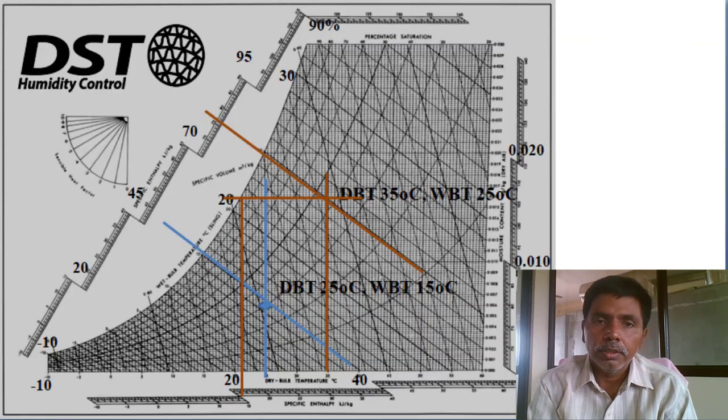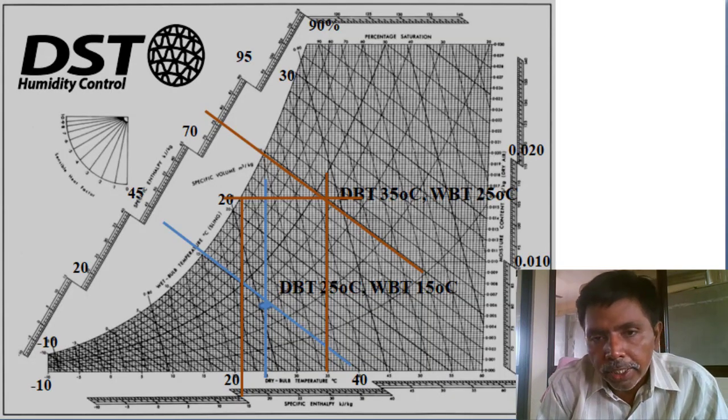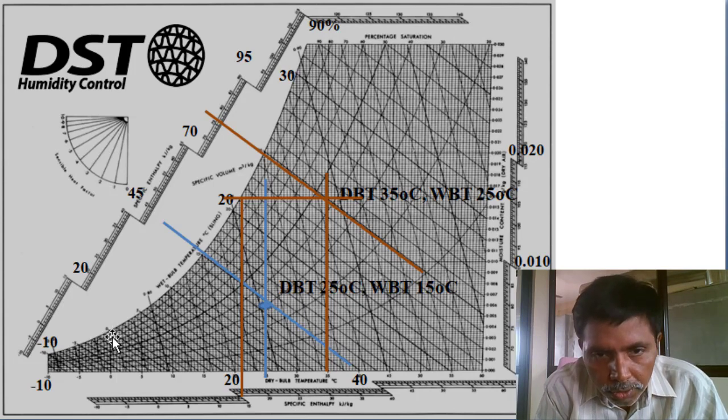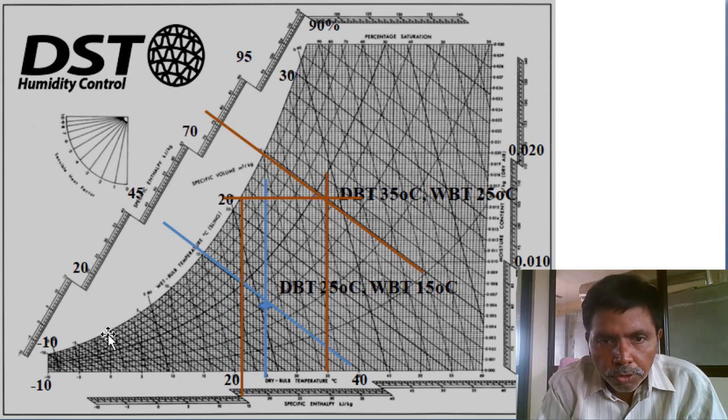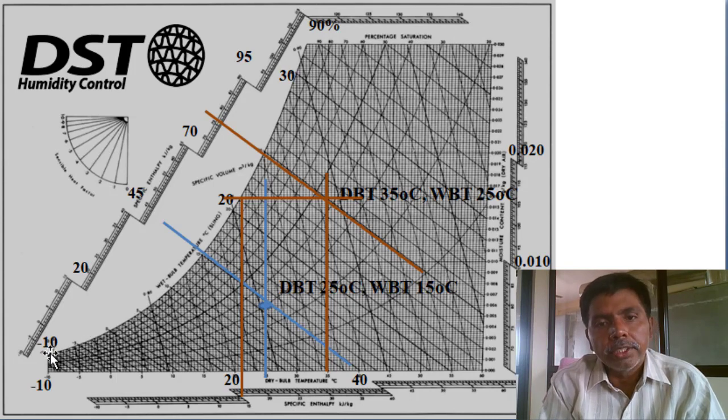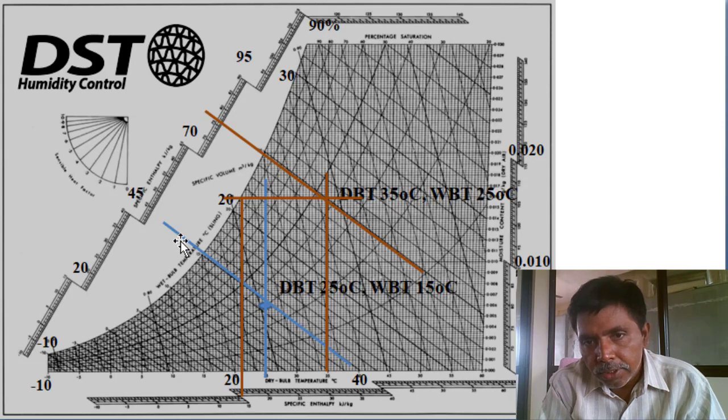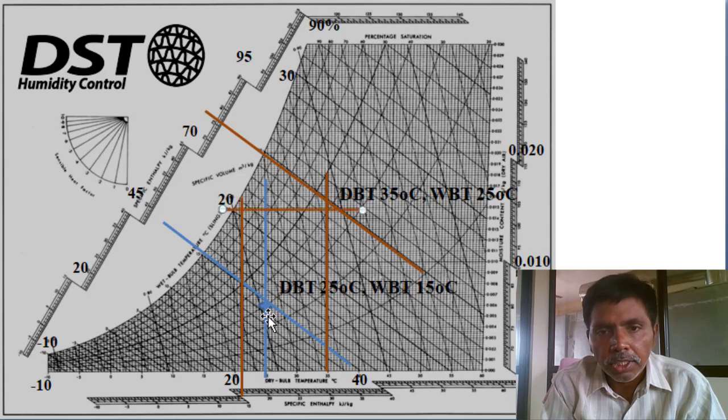Simply, you see, dry bulb temperature 25, this is the 25 dry bulb temperature, and 15 wet bulb temperature. This is 20, 15, 10, 5, 0, minus 5, minus 10. This is the ratio. So take the 15 degrees wet bulb temperature, same inclination line, and the 25 degrees dry bulb temperature, where the intersection is taking place. This is the intersection point.